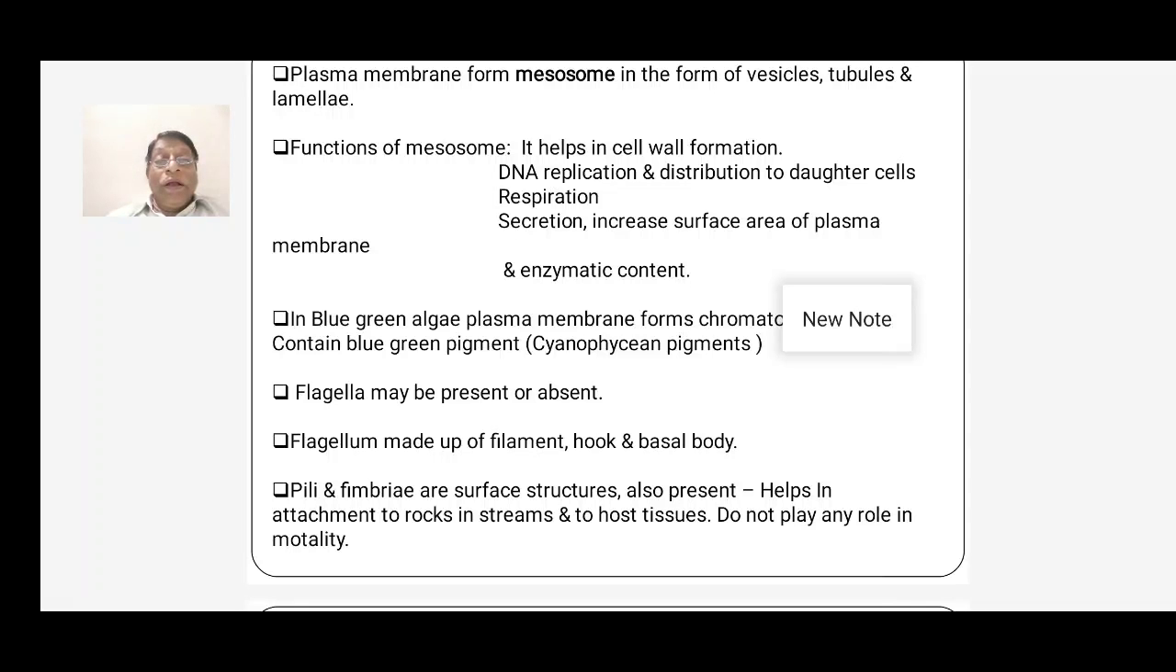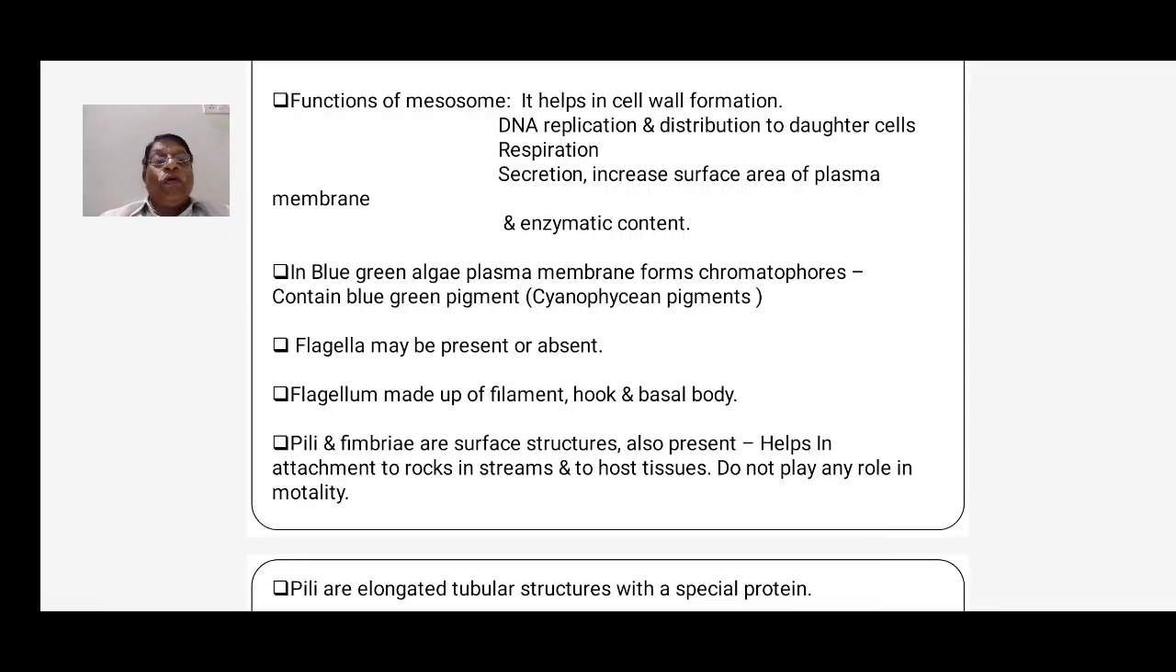Okay. In blue-green algae, the plasma membrane forms what is known as chromatophores. Chromatophore means a primitive type of plastids, you can say.